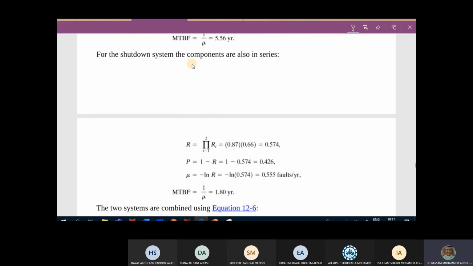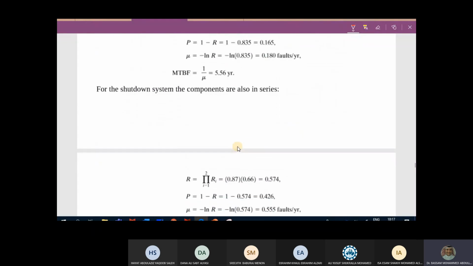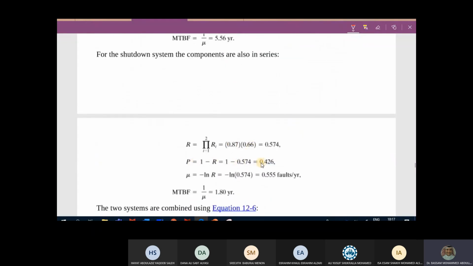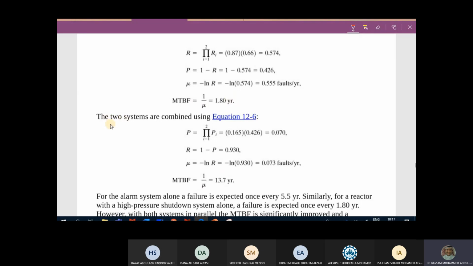Now for the shutdown system, which comes into play if that thing is not working, I mean, if it happens that it could not withstand what is happening. Again, we multiply them, they are in series, the solenoid valve and the alarm. So you multiply 0.87 into 0.6, and then subtract from 1 to get the failure probability, and then get mu, which is minus ln R because they're in series, and you get the mean time between failures.